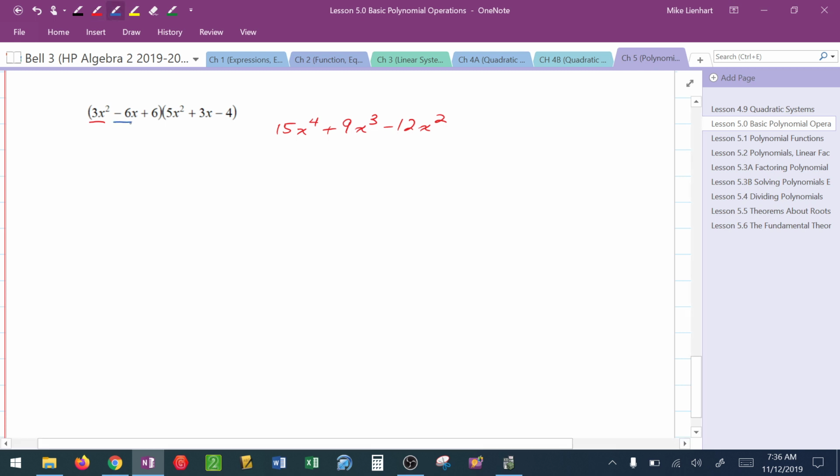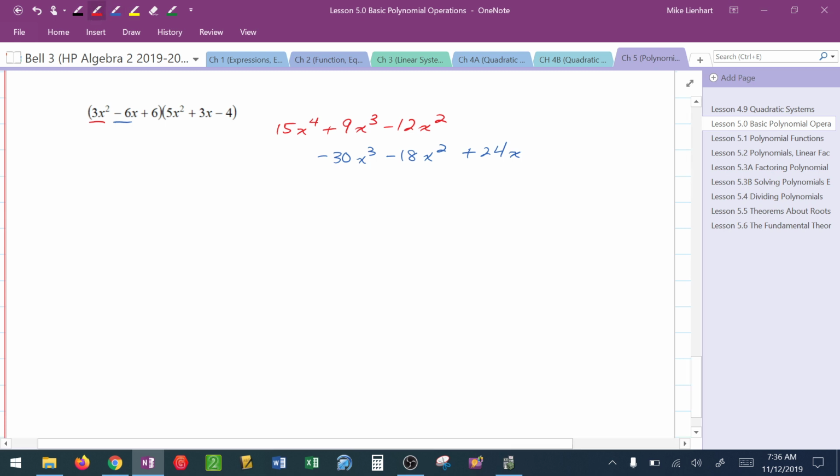Now I'm going to distribute the negative 6x. That gives me negative 30x to the third. I'm going to line it up. Negative 6x times 3x is negative 18x squared. Again, I'm going to line it up. Negative 6x times negative 4, well, that's plus 24x. I put it to the right of the x squared because in standard form, that's where it belongs.